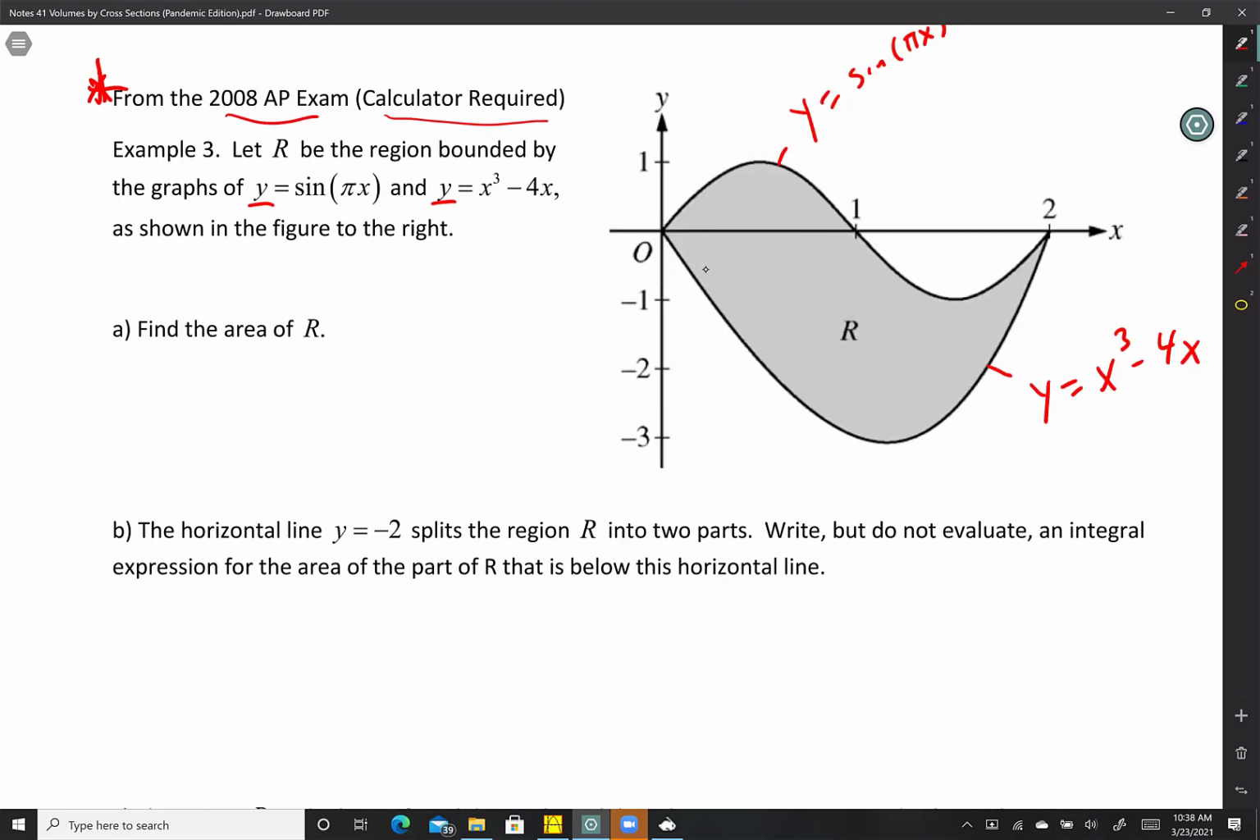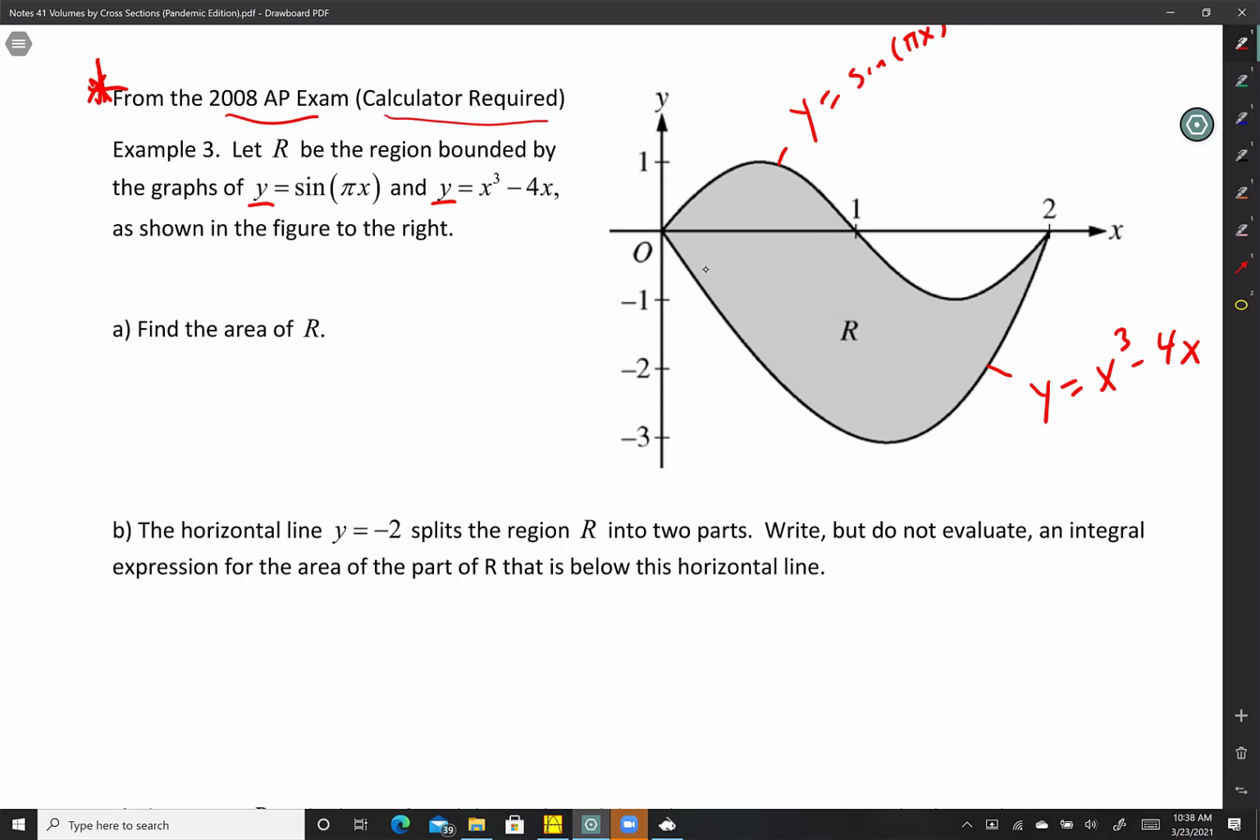All right, Tiff. Tell me, what do I got to do? I was like, oh, I need to ask because this is a previous concept. How do I find the area of R? Give me the procedures that I have to do here.